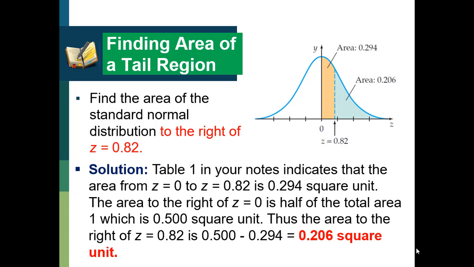It's very easy, right? If you have your table in your hands right now and you know how to locate the area, then you can use it to find the area of a certain region using symmetry, and using half of the area of the normal curve to find the area of a tail region. Is that clear?